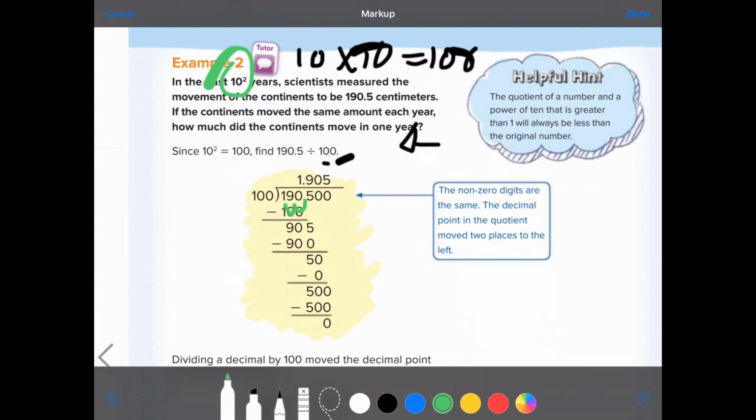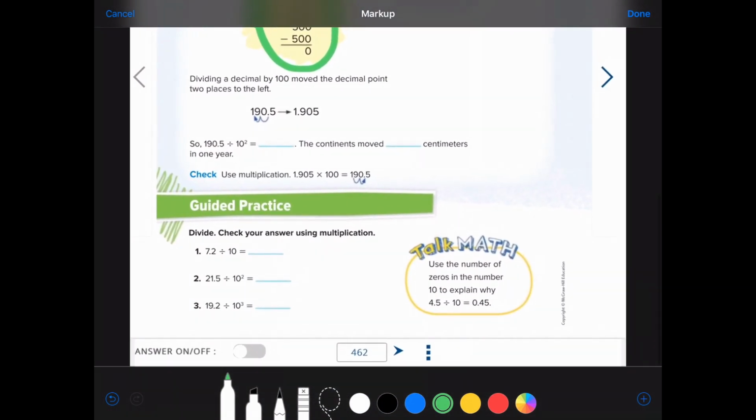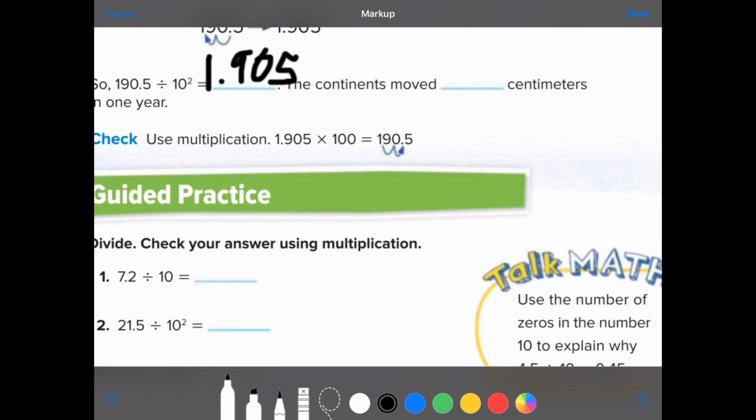And would you look at that? That matches exactly what the answer is. The decimal's going to be right behind the 1. And we don't have to do all of that crazy stuff. I tell you, the power of tens is going to be your new favorite kind of math. So, 190.5 divided by 10 squared is going to be 1.905. The continents moved 1.905 centimeters in 1 year.